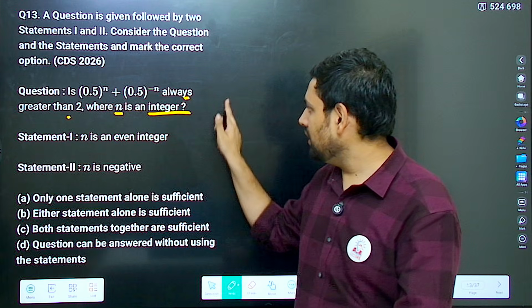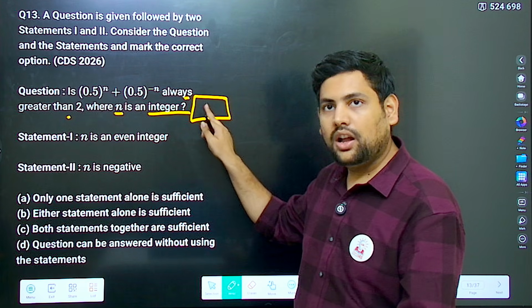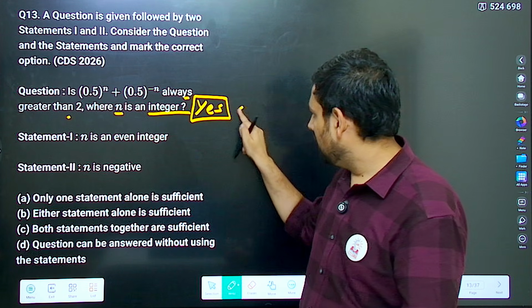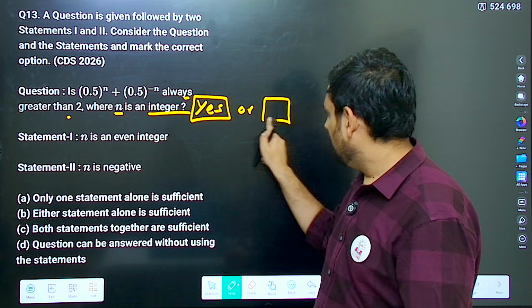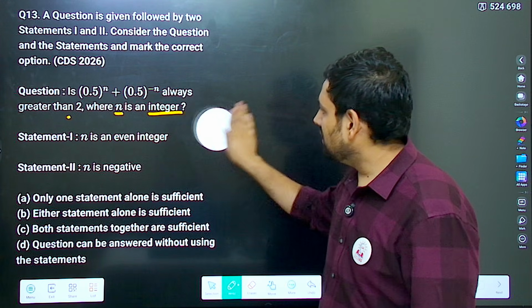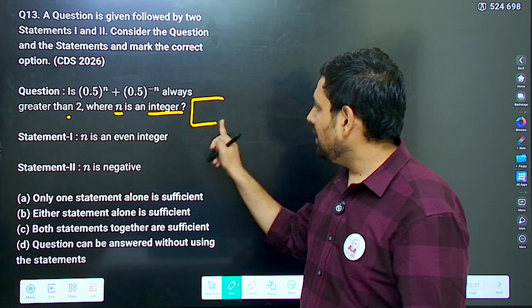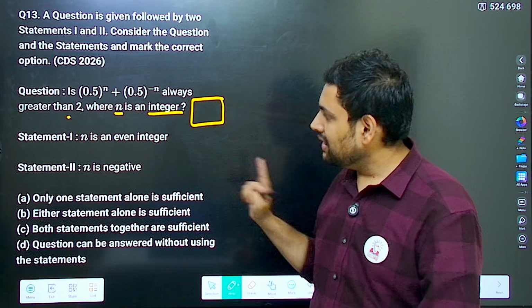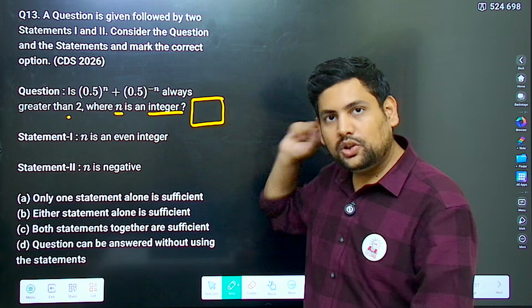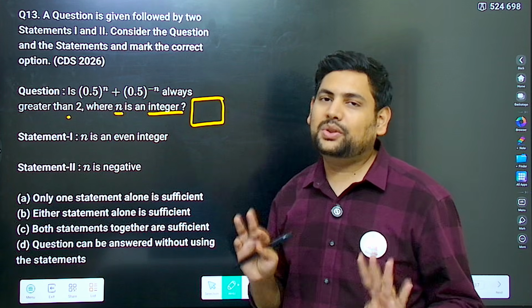If it is sufficient, this block should be filled by either yes or no. Correct? So you have just a box for filling up one word here. If you can definitely fill yes here, fine, sufficient. If you can definitely fill no here, fine, sufficient. I have told you this.